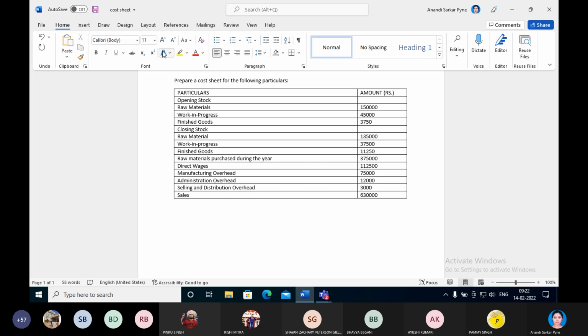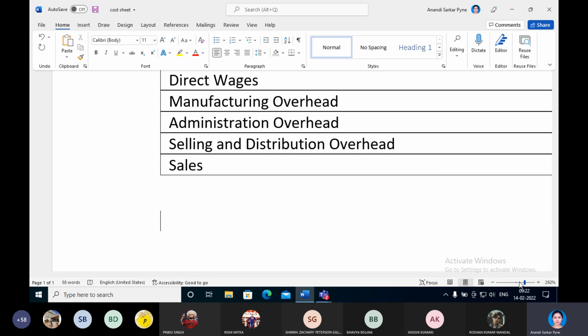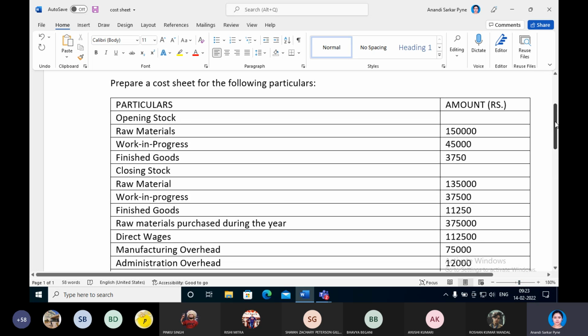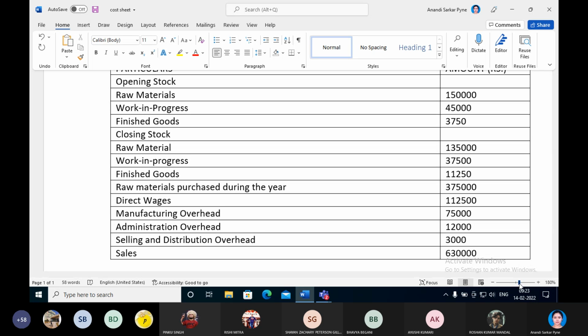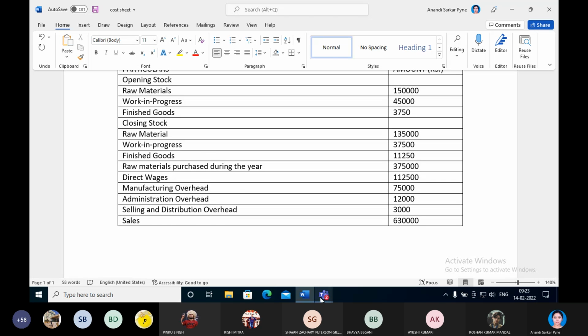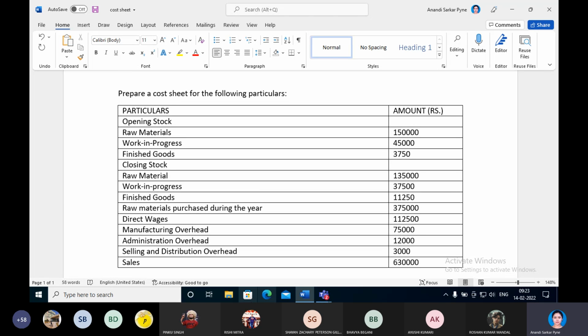Ma'am, can you just scroll it up? I'm writing it down. You can take a screenshot now, that would be easier. I'll take the screenshot then. I'm enlarging it for your convenience. Just a second, let me adjust. Yes, you can take a screenshot. Okay, ma'am, done.